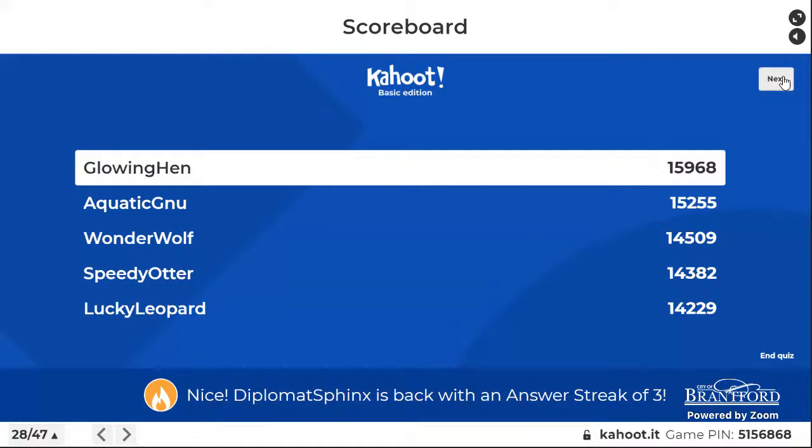So let's check out the scores, how they've changed. All right, so we got quite a few people duking it out for second, third, and fourth place. Wonder Wolf is only ahead by a few points, ahead of Speedy Otter, but Glowing Hen has maintained the lead.